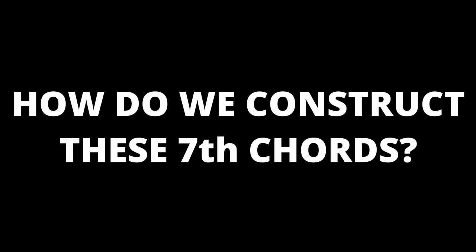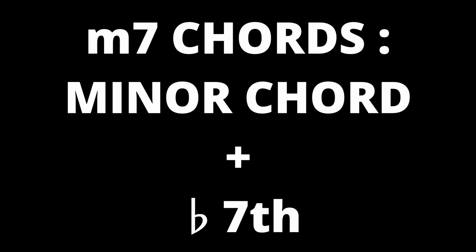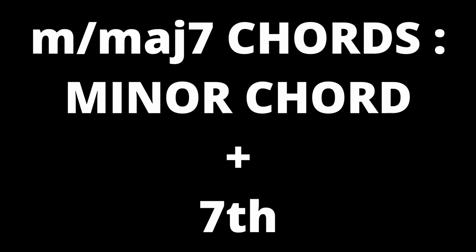How do we construct these chords? To create a minor 7th chord, we take these three minor chord notes and add a flat or minor 7th note from the major scale. This note is a whole step or tone below the root note. To create the minor major 7th chord, we take the minor chord again, but this time we add the 7th note from the major scale. This note is half a step or a semitone below the root note.